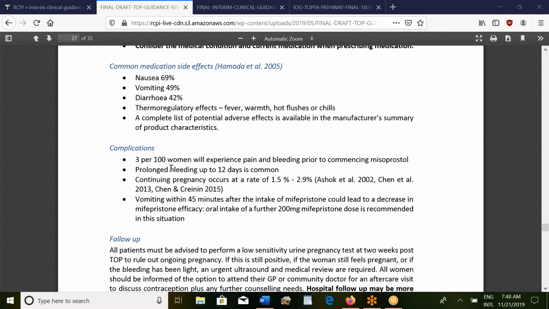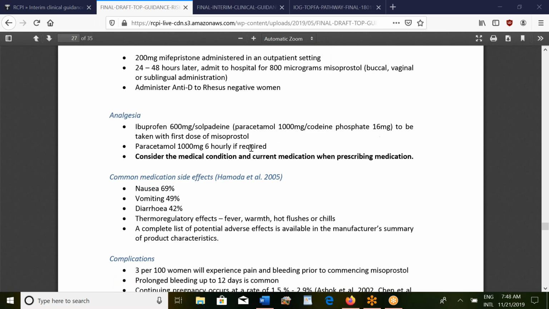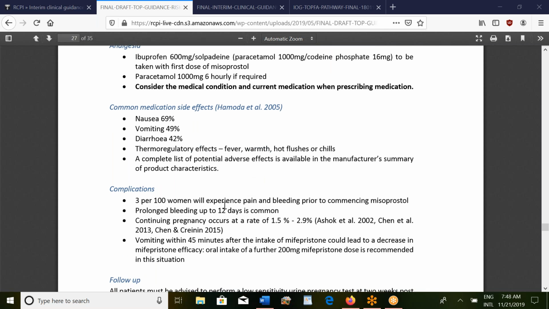Complications will increase as the gestational age increases. Now it is 9 to 12 weeks. So you can say that just a minority, like 3 out of 1,000, will have pain and bleeding prior to starting misoprostol. And then prolonged bleeding up to 12 days is common.